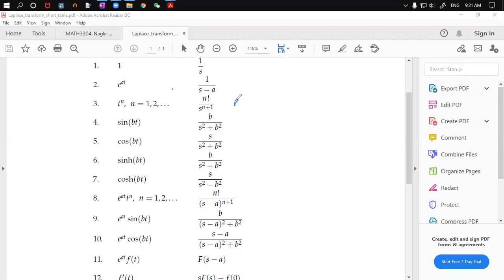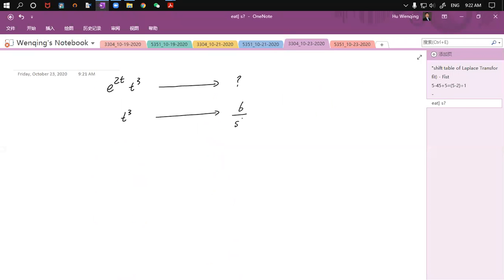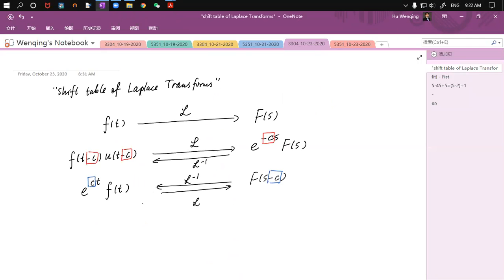So if you let n equal to 3, then the Laplace transform of t cubed is going to be equal to 3 factorial over s to the power of 3 plus 1. So that's 3 factorial, which is 6, over s to the power of 4. Is that good? So you're going to have 6 over s to the power of 4.